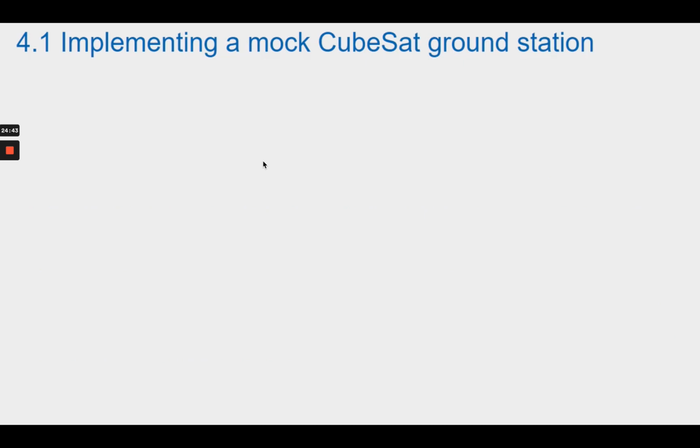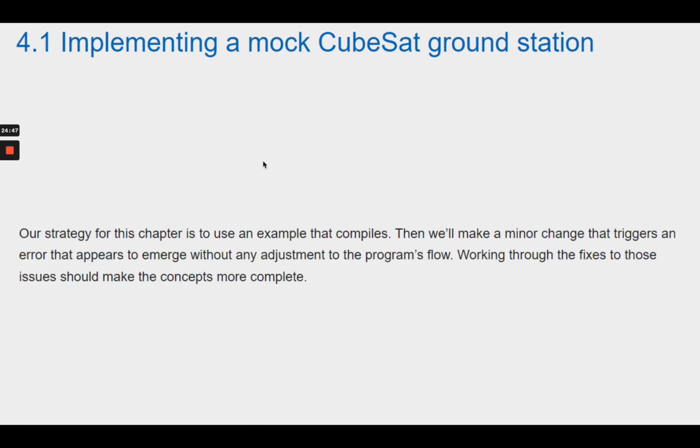Section 4.1. Implementing a mock CubeSat ground station. Our strategy for this chapter is to use an example that compiles. Then, we'll make a minor change that triggers an error that appears to emerge without any adjustment to the program's flow. Working through the fixes to those issues should make the concepts more complete.